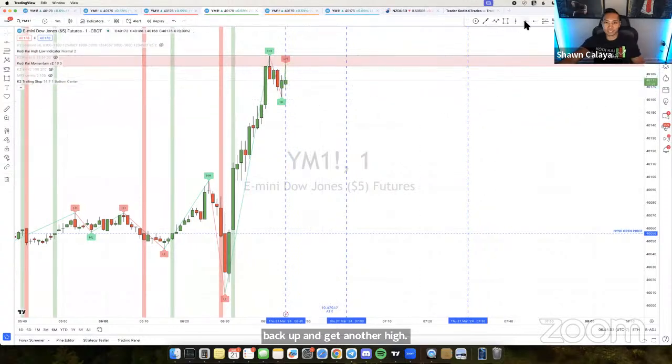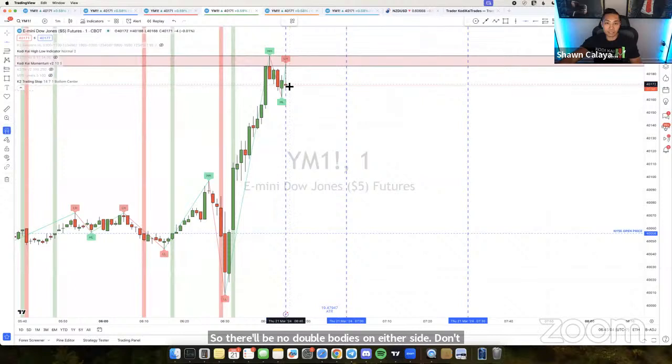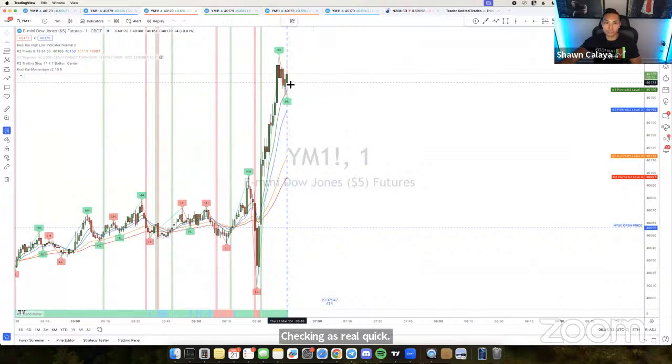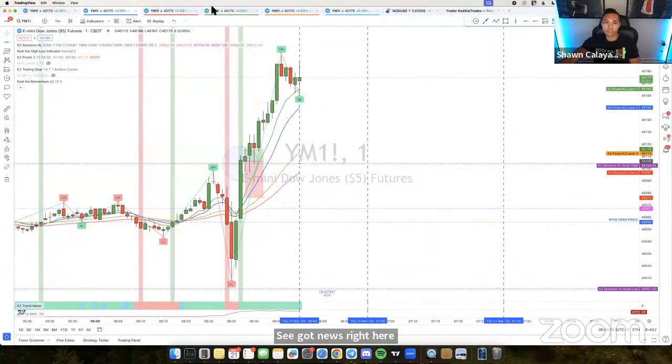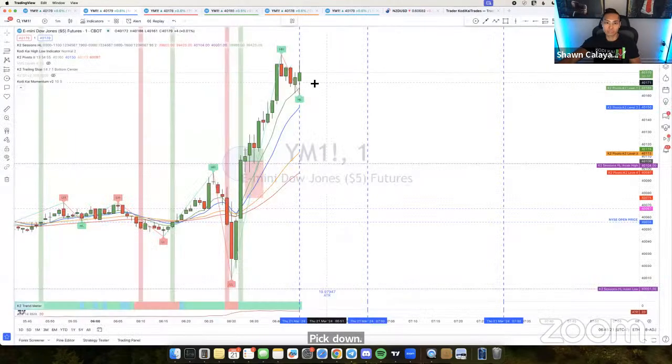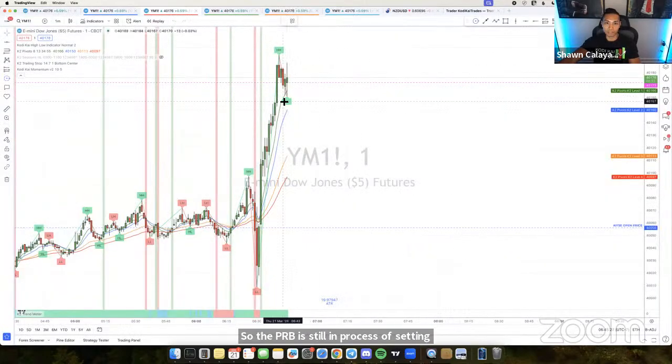Okay, here's the news candle right here. Check the news real quick. So we got news right here. The PRB is still setting up too. So the PRB is still in the process of setting up. It has a rejection right there. PRB might be coming up soon.